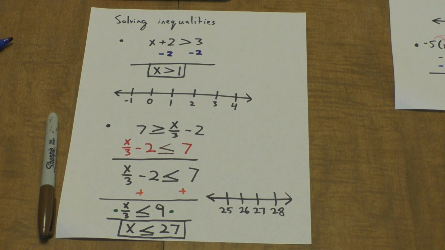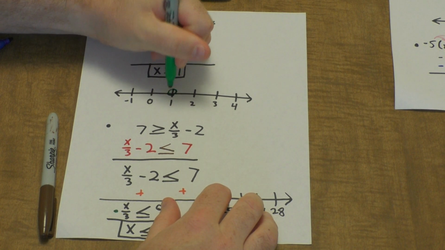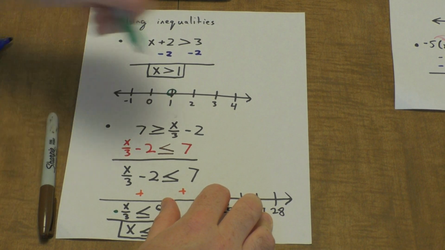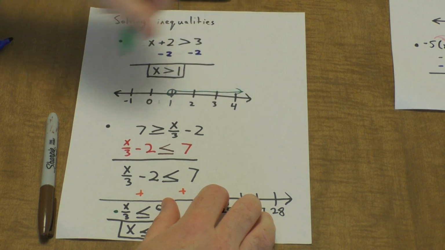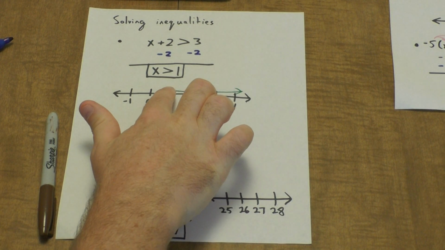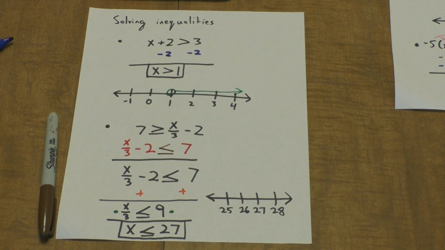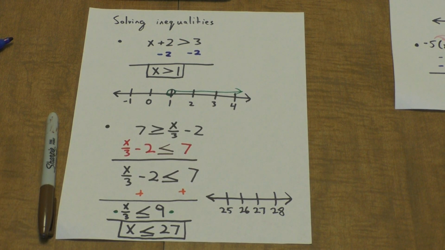Alright, great. So I'm going to do an open dot here. Okay? And it's greater than, so I'm going to point to the right. And this number line represents my answers, okay? Everything from this 1 to the right is a possible answer to this inequality, okay? Here's another more complicated problem.